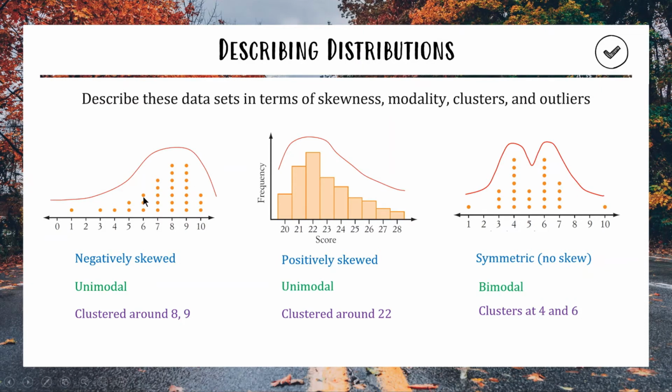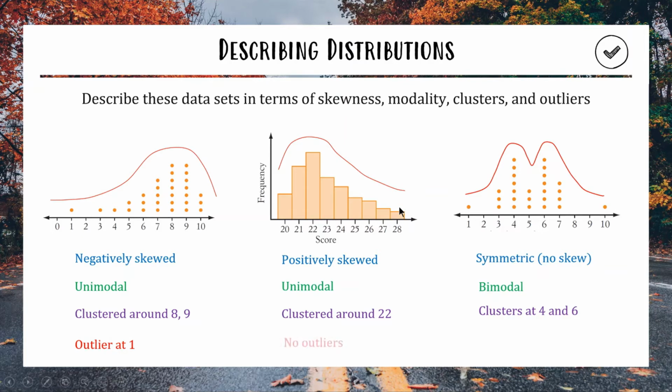So for our first data set, we do see a bit of a gap between 1 and 3. It's not a massive gap, but there is still a gap here. So we could call the 1 here technically an outlier. It's a bit of a stretch because it's not very separated from the pack, but it is still having some separation.